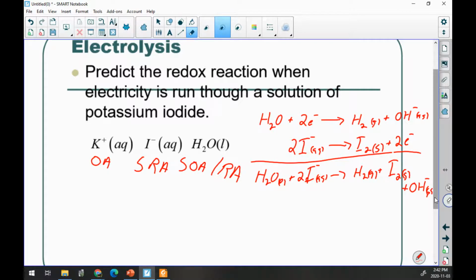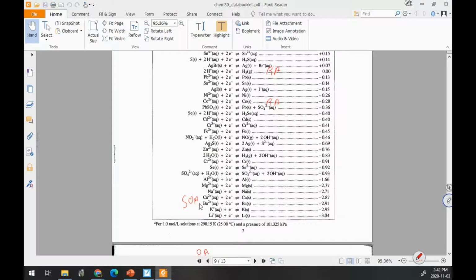The only thing is that our OA is way down here and our RA is way up there. So this is a non-spontaneous reaction. OA here and RA up here, that's one way of figuring out that it's not spontaneous.